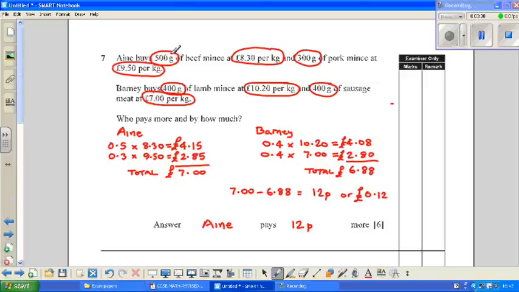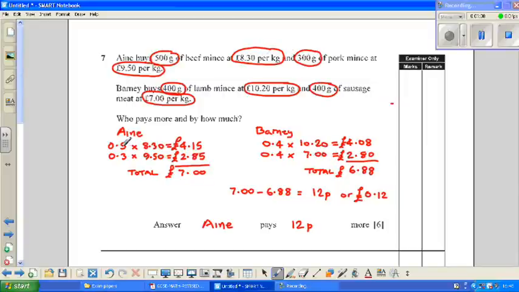You need to remember that there's 1,000 grams in a kilogram. So that's going to be 500 divided by 1,000, which is 0.5 kilograms of beef mince at that price. And again, 300 grams at £9.50 per kilogram. So we're going to have to change the 300 grams into kilograms. Dividing by 1,000, that's going to give us 0.3 kilograms.